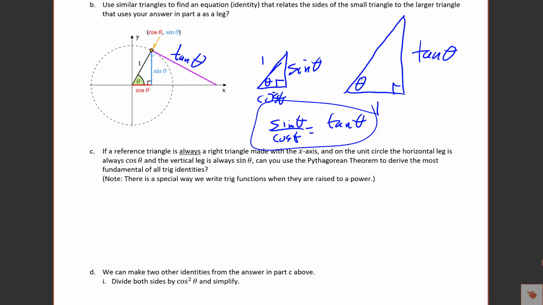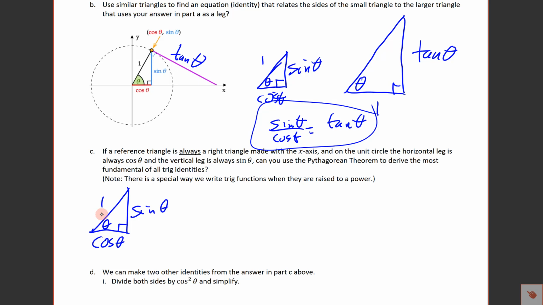So, part C. If the reference triangle is always a right triangle made with the x-axis, and on the unit circle, the horizontal leg is the cosine and the vertical leg is the sine. So that's just saying the picture looks like this little right triangle inside the unit circle. Can you use the Pythagorean theorem to derive the most fundamental of all trig ratios? Now, trig identities. Do not say anything. I'm going to draw a picture here, and I want somebody to come up with the answer. It says use the Pythagorean theorem.